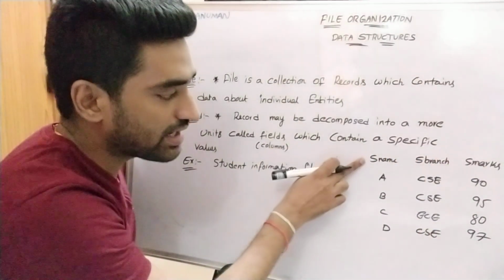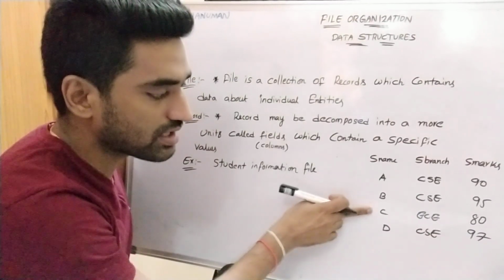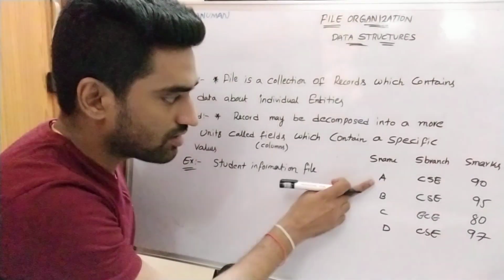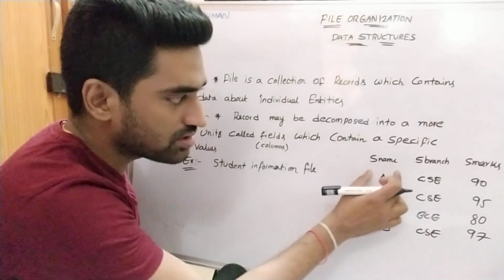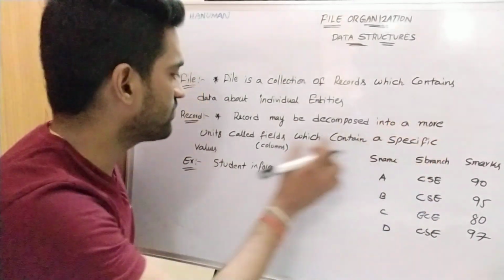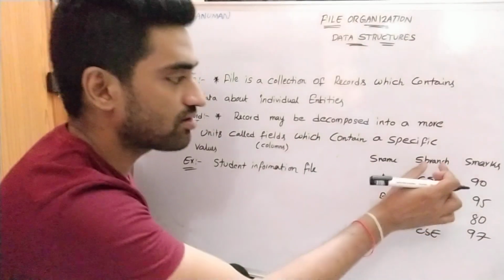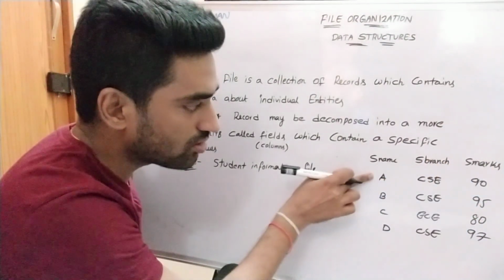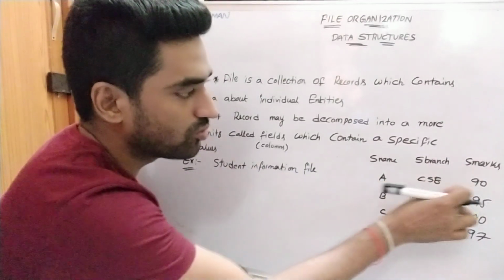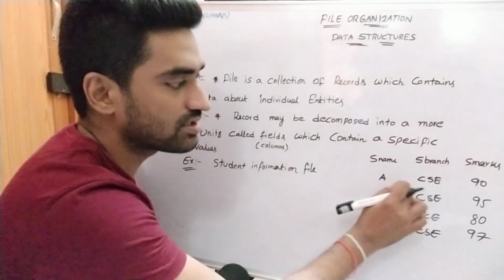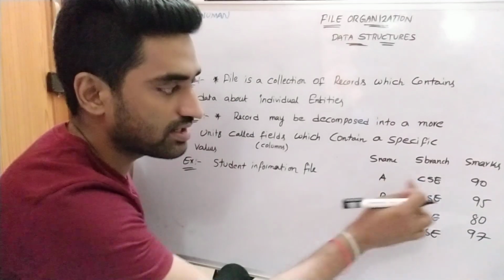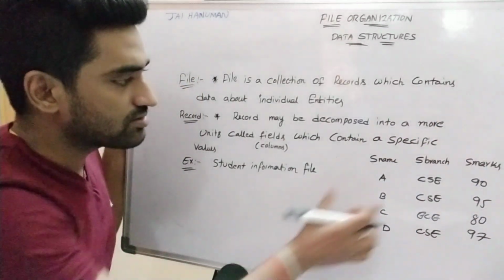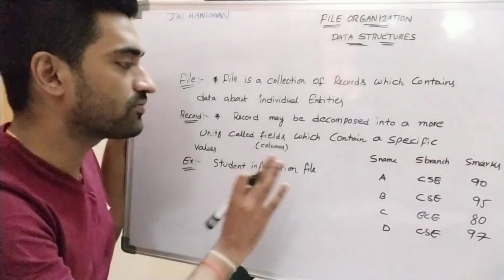Simply, a file is nothing but a collection of records, and records are nothing but rows. A row can be decomposed into more units called fields, which are nothing but attributes. So a row can be decomposed into three fields, three columns, which represent student name, student branch, and student marks. This is the simple example for student file information.